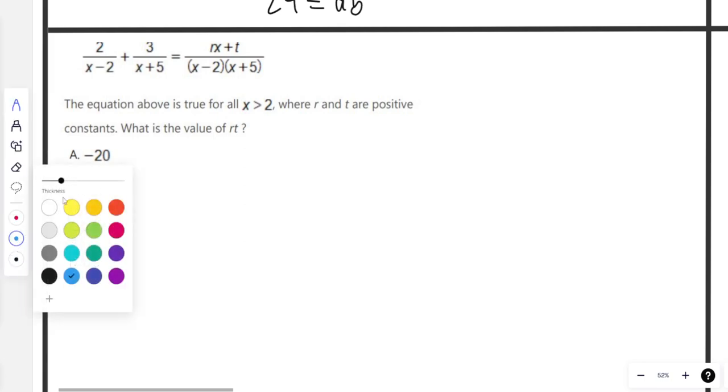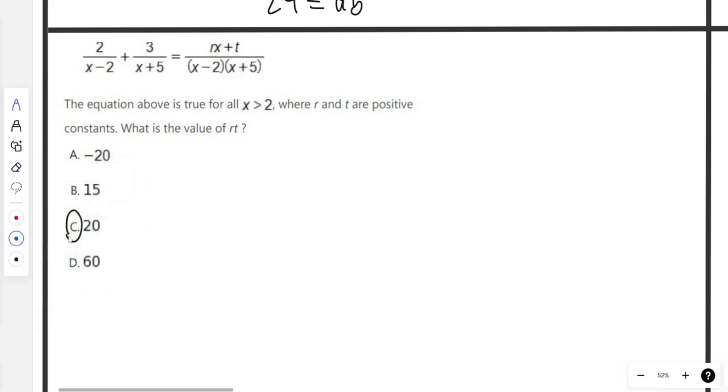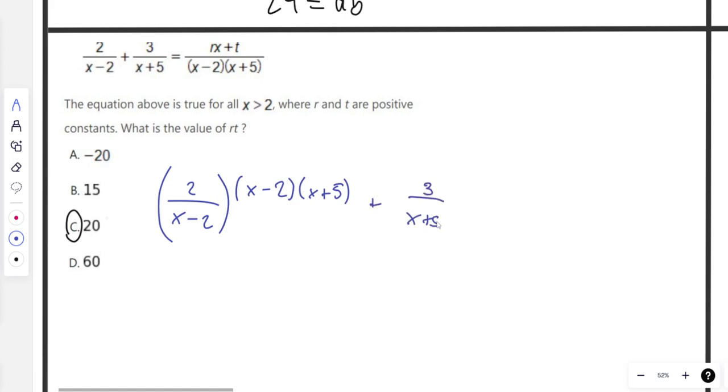Now, if I wanted to make sure, algebraically, of course, I could do that. What I would want to do is probably just multiply everything by a common denominator of x minus 2, x plus 5. So 2 over x minus 2, we multiply everything by x minus 2, x plus 5. And then we have 3 over x plus 5. That gets multiplied by x minus 2, x plus 5. And that's equal to Rx plus t. And remember, we multiplied by this common denominator, so that cancels out the denominator here.